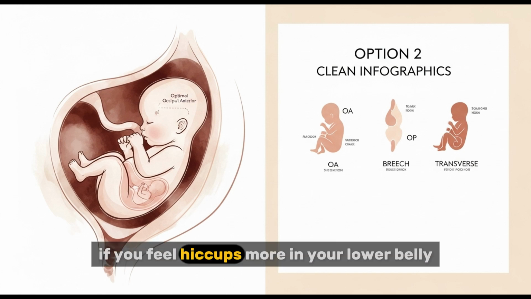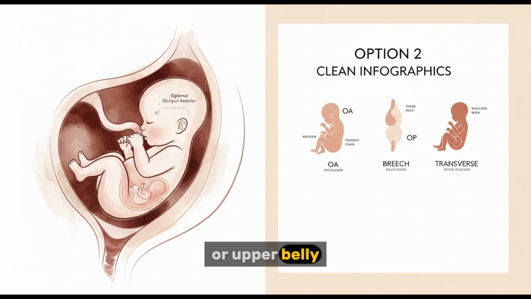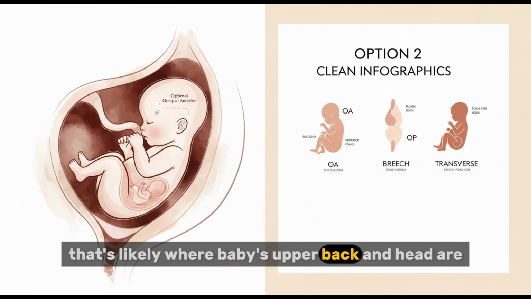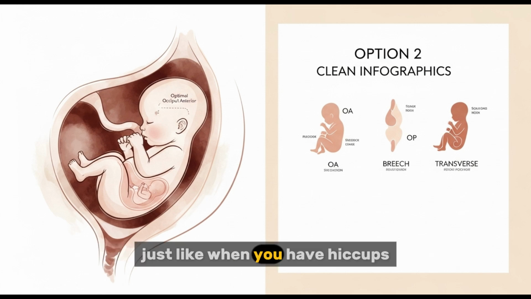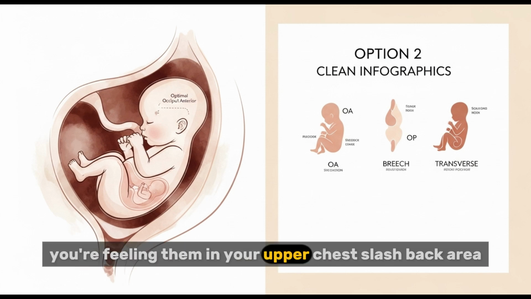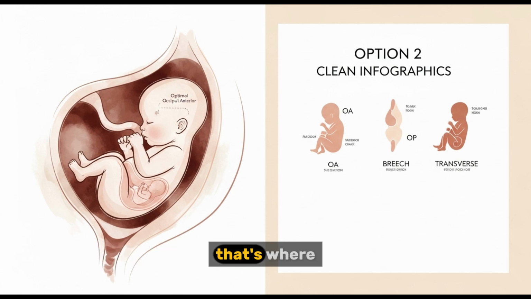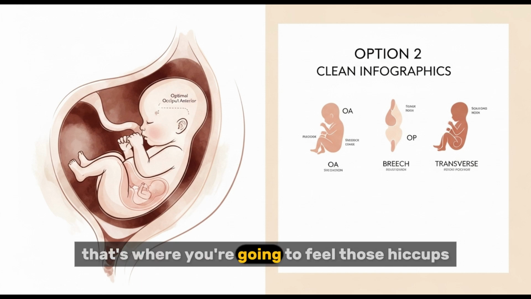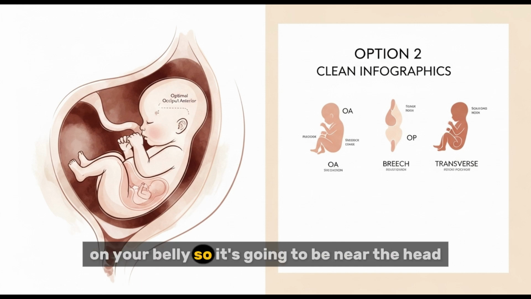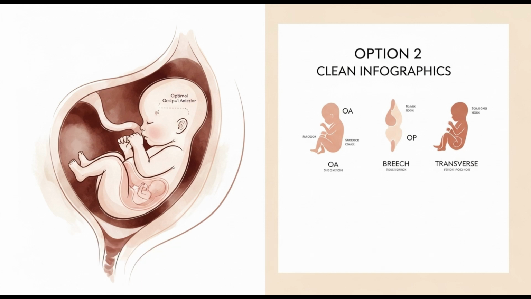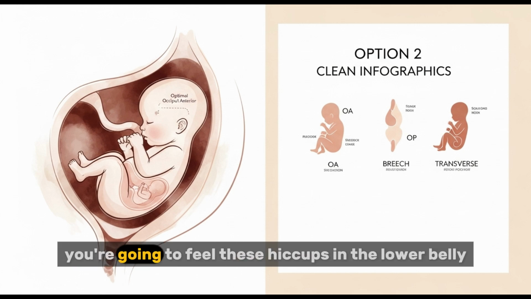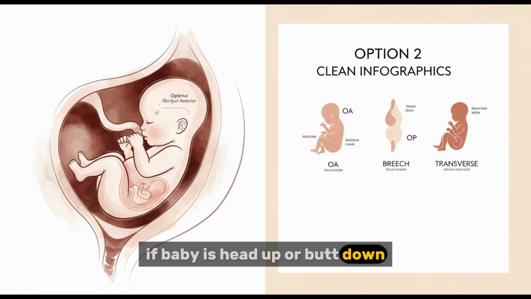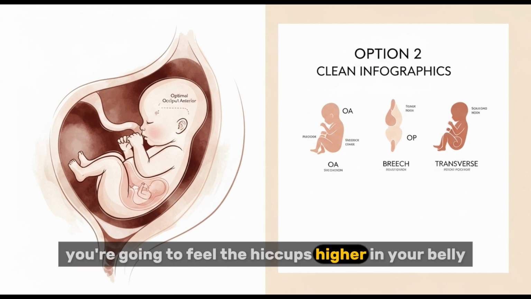If you feel hiccups more in your lower belly or upper belly, that's likely where baby's upper back and head are. Just like when you have hiccups, you're feeling them in your upper chest/back area, that's where the baby's going to feel most of the hiccups as well. So where baby's upper back is located, that's where you're going to feel those hiccups on your belly. So it's going to be near the head. If baby is head down, you're going to feel these hiccups in the lower belly. If baby is head up or butt down, you're going to feel the hiccups higher in your belly.